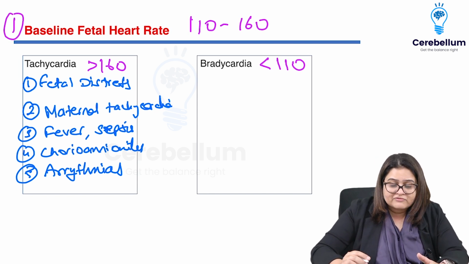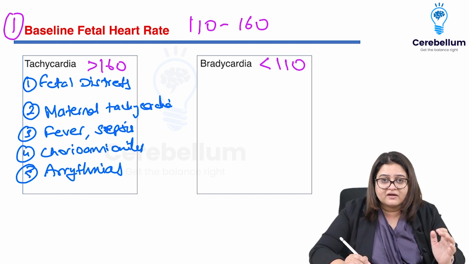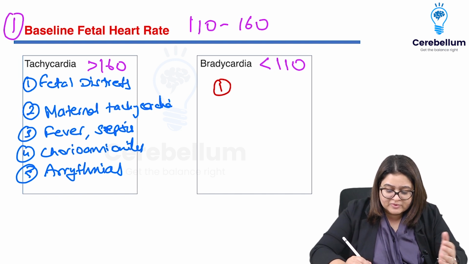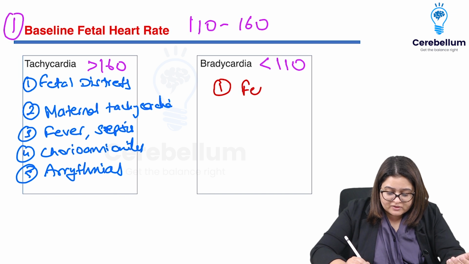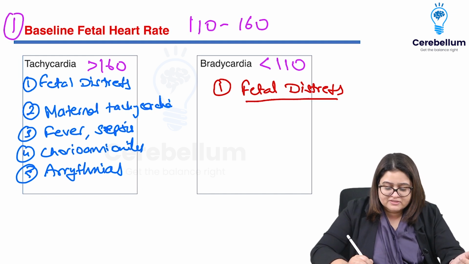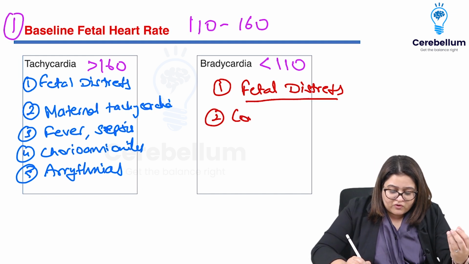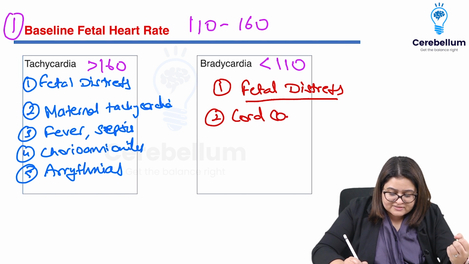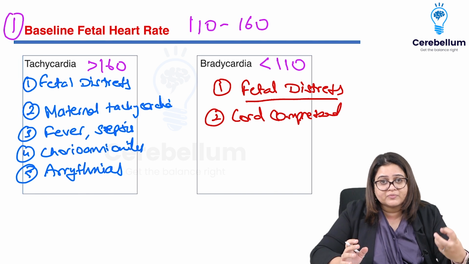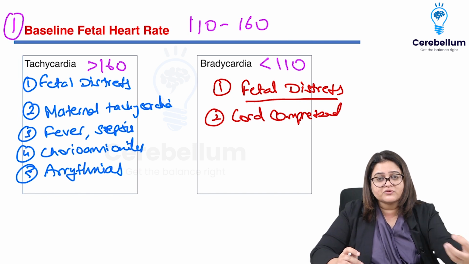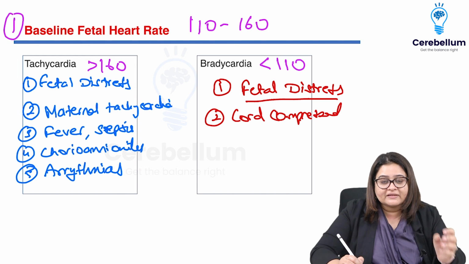Now, what are the causes of fetal bradycardia? Fetal heart rate less than 110 beats per minute. Remember, the most important cause is an acute hypoxic or distressed fetus. If the cord gets compressed, for example, if the cord gets prolapsed out, comes out of the uterus, that can lead to fetal bradycardia.